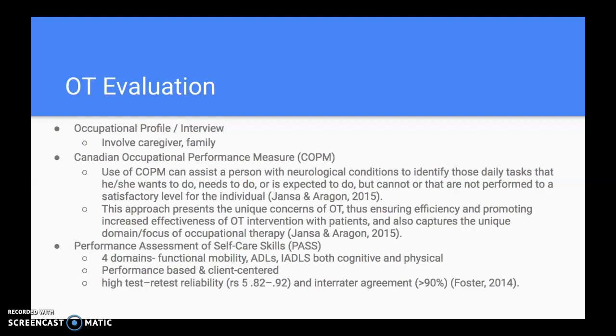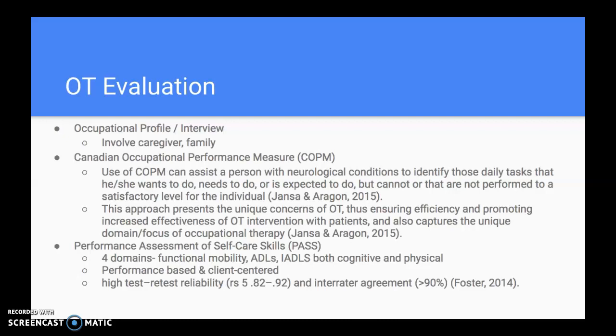So the COPM is a great assessment to use during the evaluation. Use of the COPM can assist the person with a neurological condition to identify daily tasks that they may want to do, need to do, or are expected to do, but they cannot or are not performing to their satisfactory level. This approach presents the unique concerns of OT, thus ensuring efficiency and promoting increased effectiveness of OT intervention with patients. It also captures the unique domain and focus of OT.